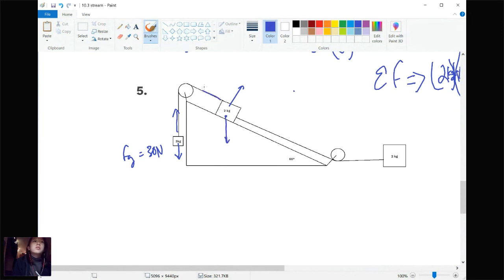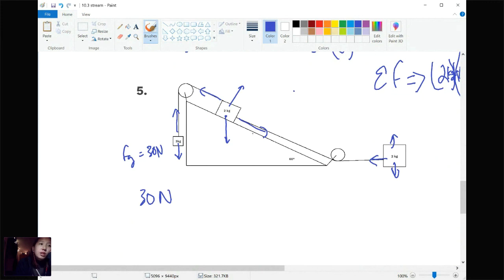We've got the force of tension, tension, tension, and then these two forces cancel out: the normal force and the gravitational force. So let's calculate the total amount of forces in our system. We start with 30 newtons.